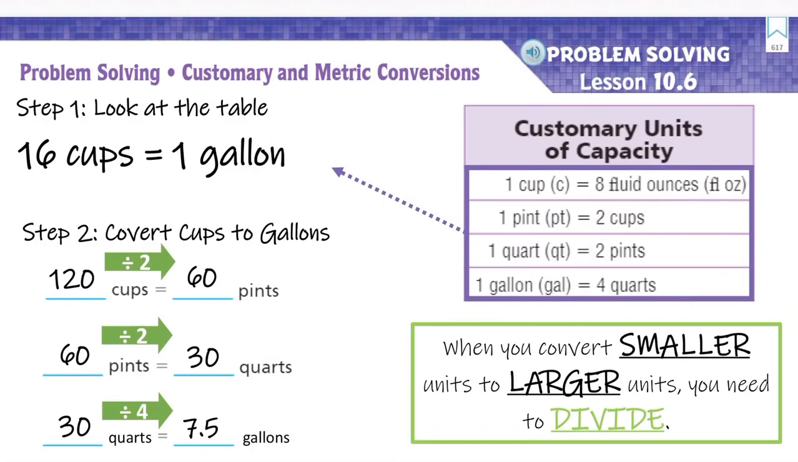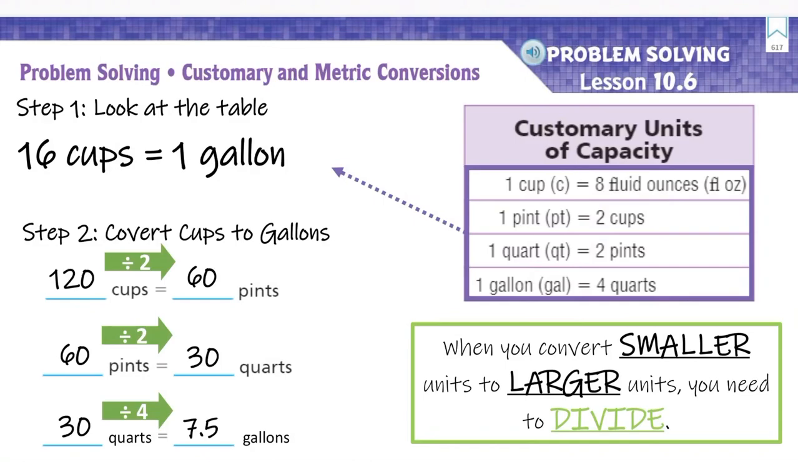First, 120 divided by 2. Remember, we're dividing because we're going from cups to pints. Cups are smaller than pints. 120 divided by 2 is 60. Okay, and then we go 60 divided by 2, which is 30. Right, and I'm doing this in my head. You should know how to do this. But then we go 30 divided by 4, and then we don't get an even number.